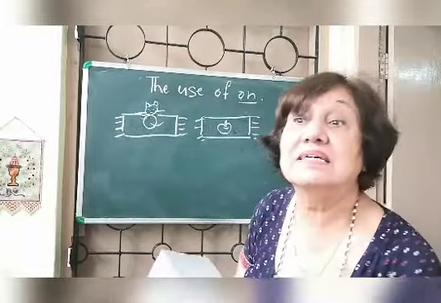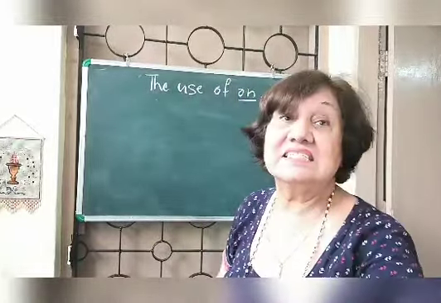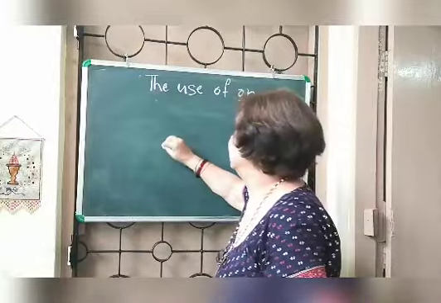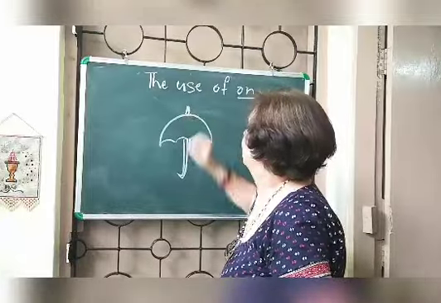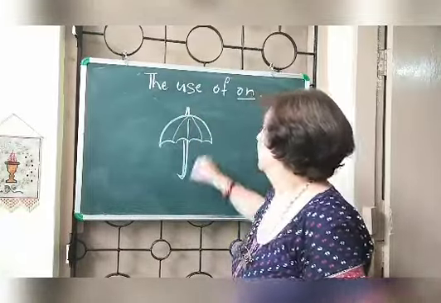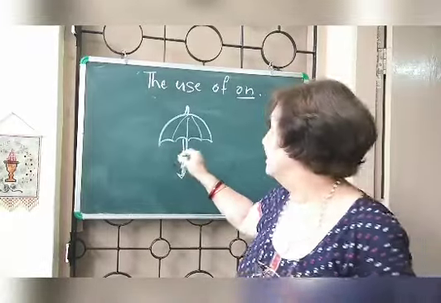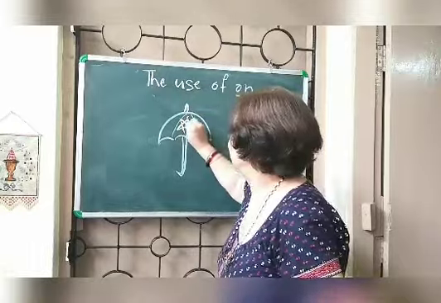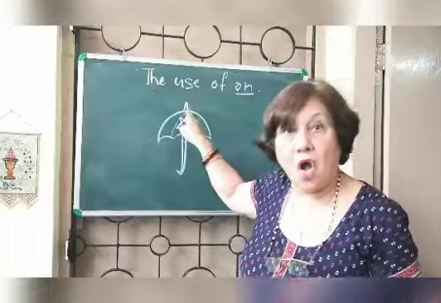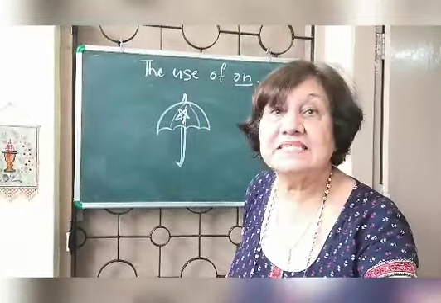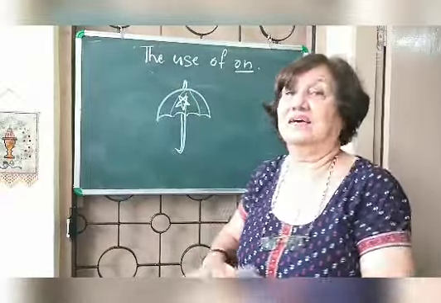Now I'm going to draw something else. You use it in summer as well as during the rainy season. What is this? You will say, this is an umbrella. And what have I drawn on the umbrella? A star is on the umbrella. So repeat, the star is on the umbrella.